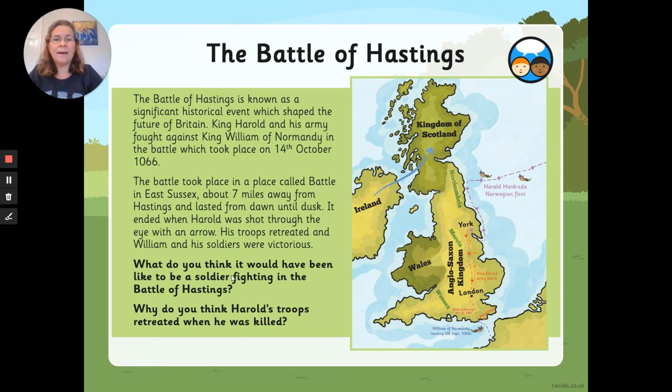Have a look at the map here and see where people moved around. Can you find where Hastings is and where the battle took place at the bottom of the map? Follow the arrows and see the routes that people travelled. Harald Hardrada's Norwegian fleet came in this way and down here to York. King Harold's army marched up here, defeated him here, and then came down here for the Battle of Hastings. William of Normandy came across from France here.